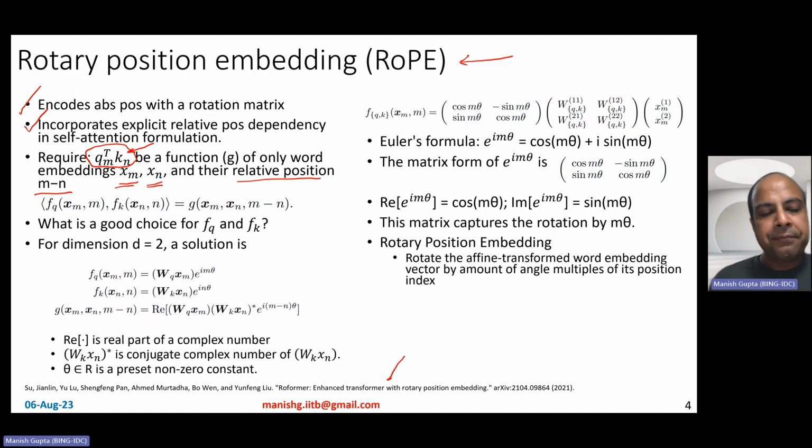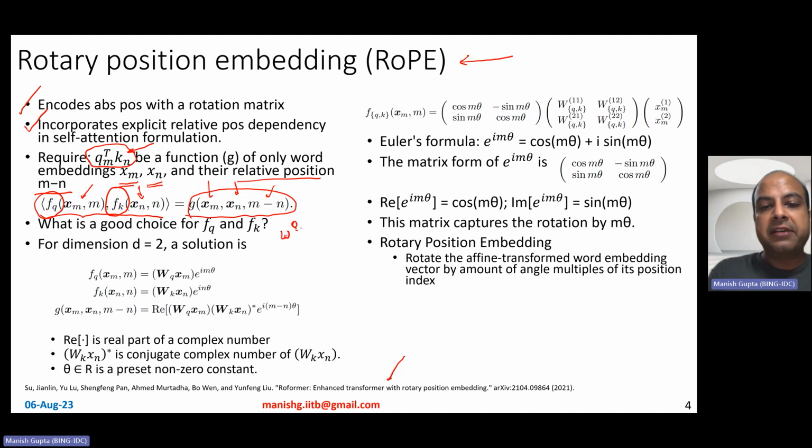In some ways, we are in search of a function g, or rather, a dot product kind of function. We'll take the query at position M, the key at position N, and somehow do this dot product such that it's just a function of x_m, x_n, and the relative distance M minus N. Now the question is, what is a good choice for f_q and f_k? The standard transformer model said a good choice is you just do W_q.